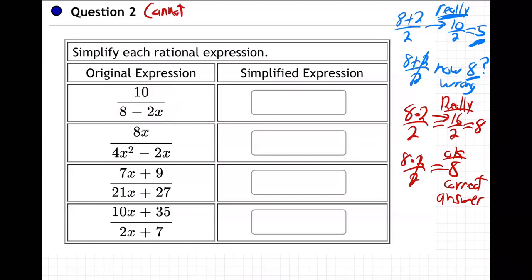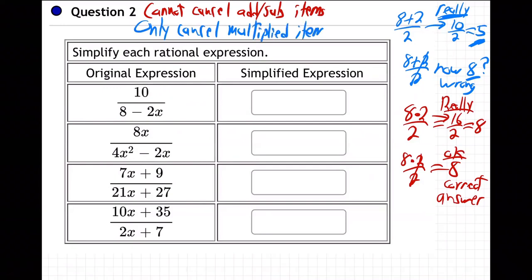You cannot cancel added, subtracted items. Only cancel multiplied items. That goes for, I call them items, letters or numbers, either one, right? We can just see it simply, it's simply true. Math just follows the truth. That's what I like about math. It just simply goes where the truth goes.